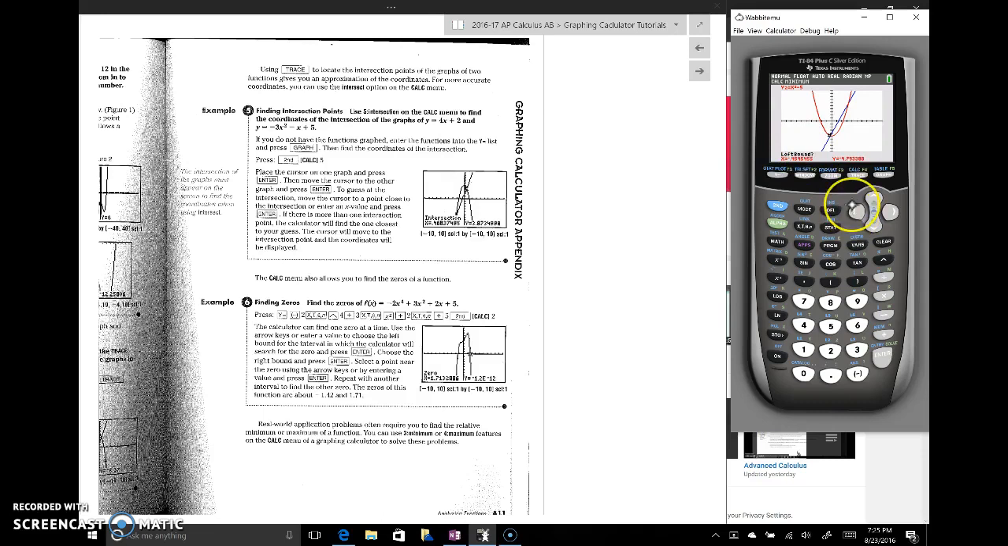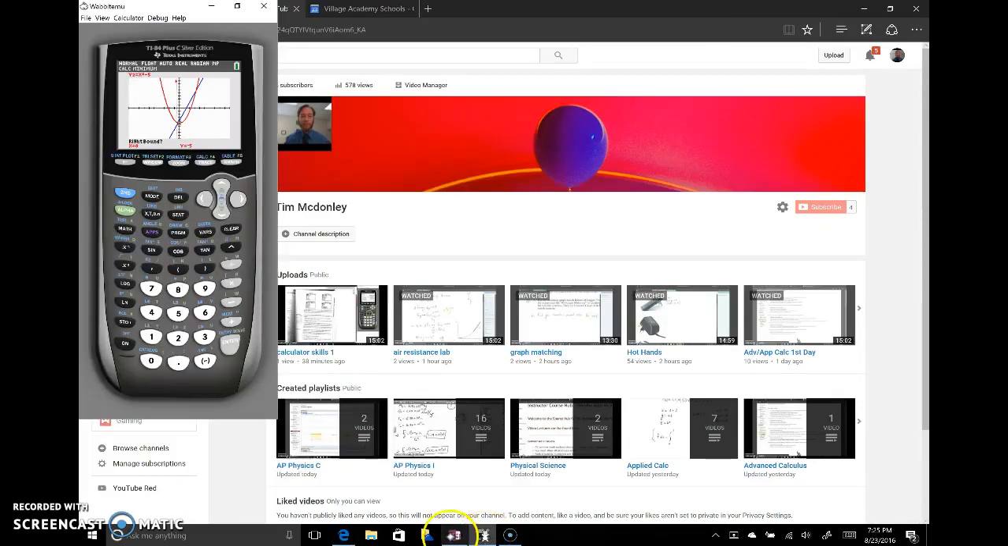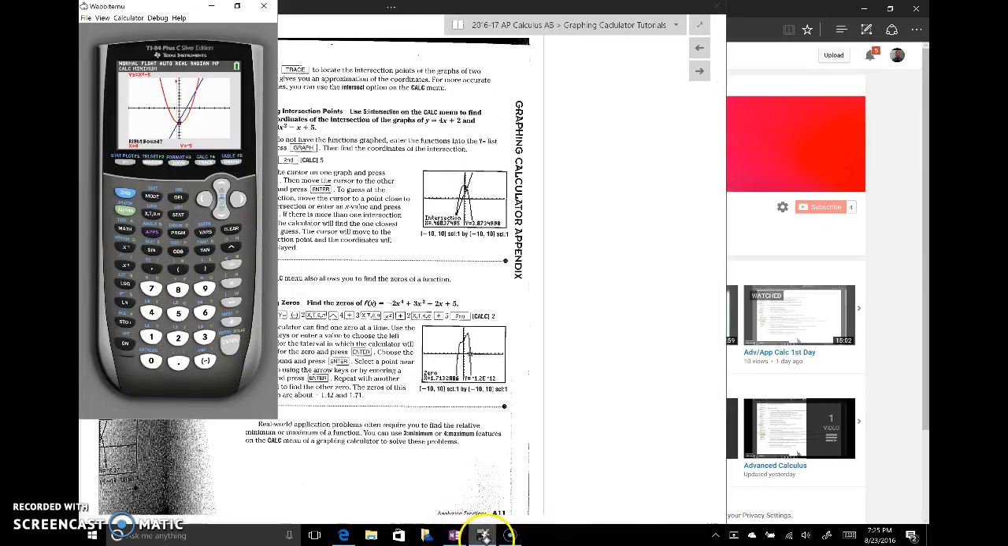What the calculator needs you to do is tell it a small area around where the minimum is. So you have to be smart enough to know where the minimum is for the calculator to tell you exactly what the minimum is. So the left bound, it just wants the cursor slightly to the left of where you think the answer is. And the right bound, it wants the cursor slightly to the right of where you think the answer is.